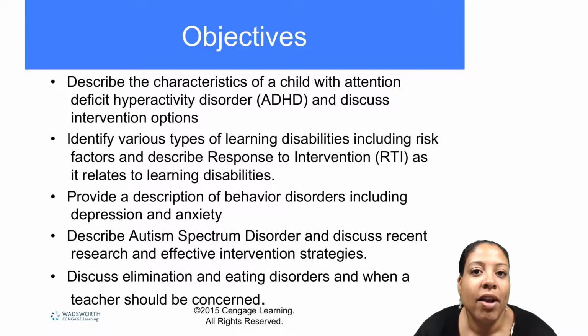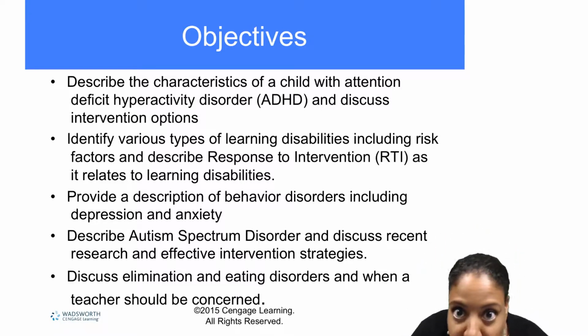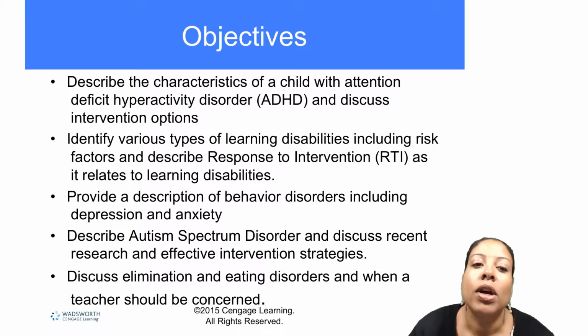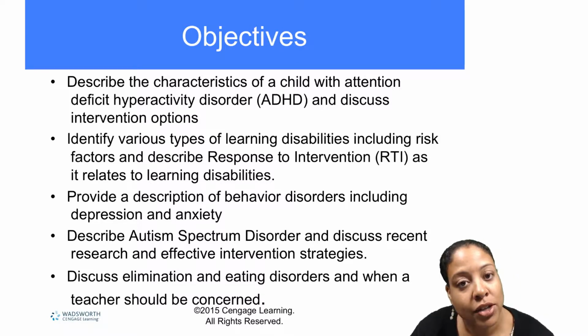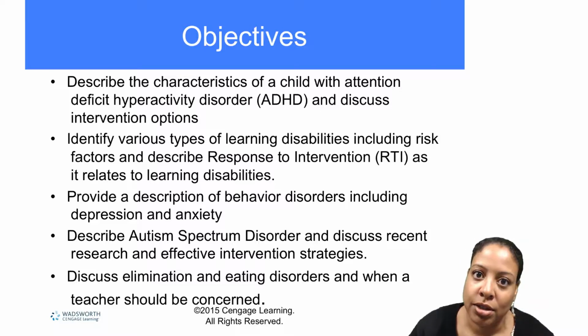2, identify various types of learning disabilities, including risk factors, and describe response to intervention, RTI, as it relates to learning disabilities. 3, provide a description of behavior disorders including depression and anxiety. 4, describe Autism Spectrum Disorder and discuss recent research and effective intervention strategies. Finally, discuss elimination and eating disorders and when a teacher should be concerned.